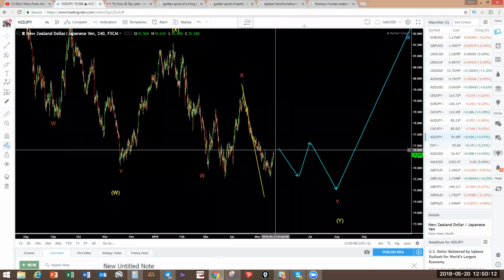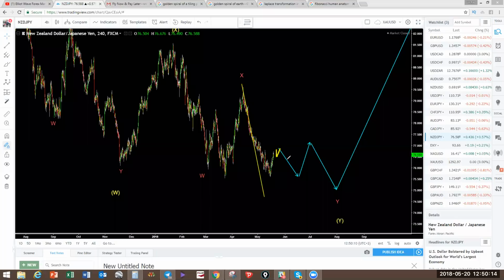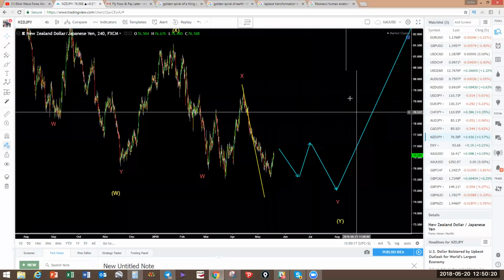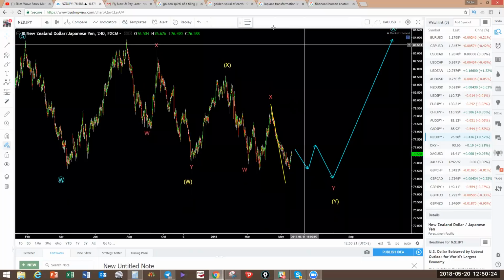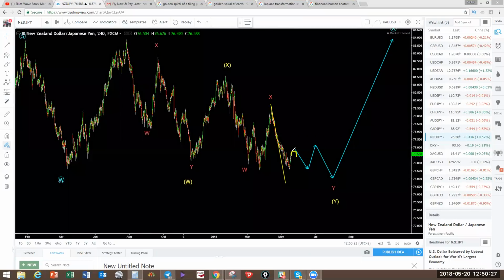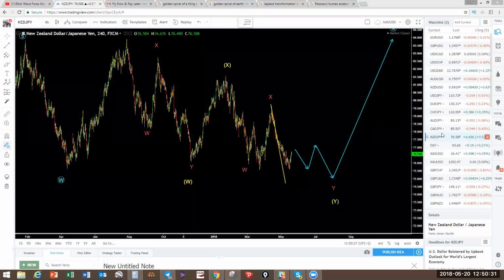So look out for a correction here. Pull back, one more down before we go up. Okay, we'll update this one next week. All we have to do with this one is wait for the structure that will form here. That's New Zealand. I think that concludes all the yen pairs. Now we look at pound yen.